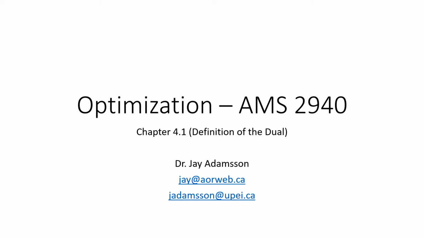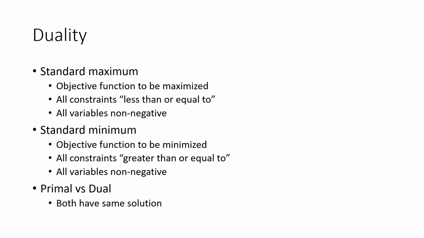This lecture starts off chapter 4 from the book, which deals with the dual of a linear program. Now, the dual is an important concept for linear programming. In this section, we are going to cover what's in the book, plus we're going to cover a little bit more of the theoretical side behind a dual. So, here's the idea of duality.